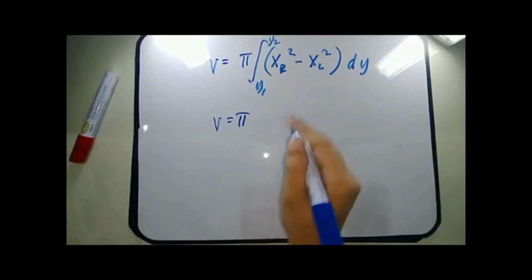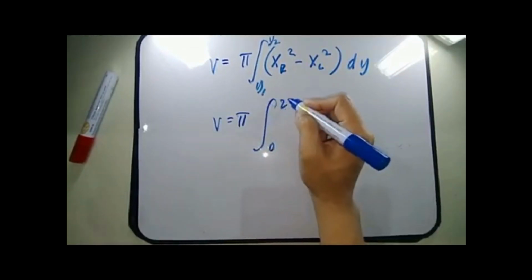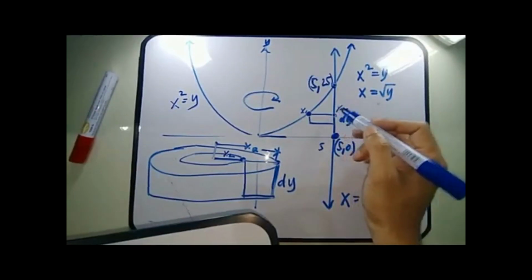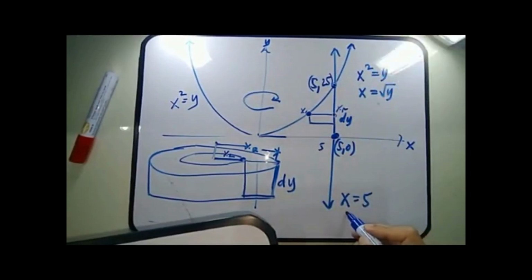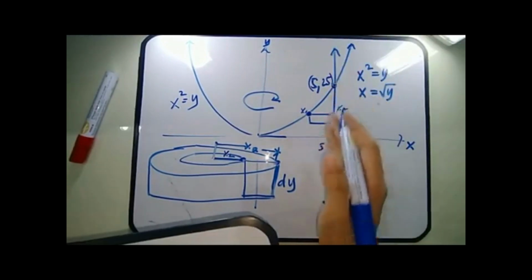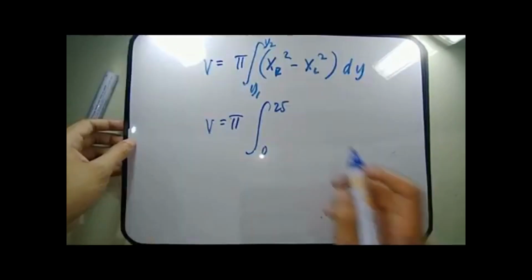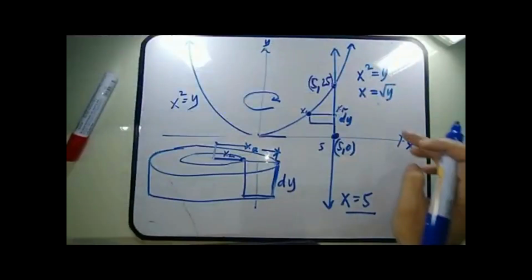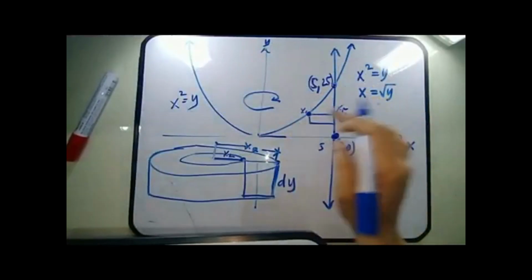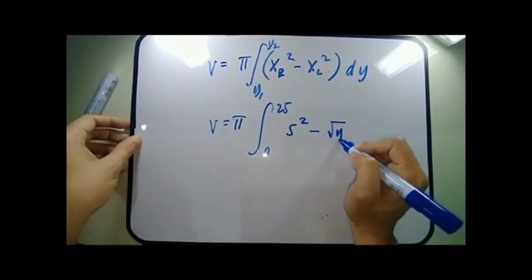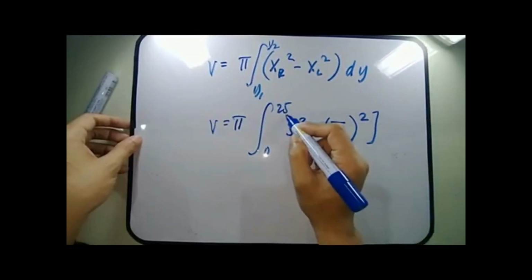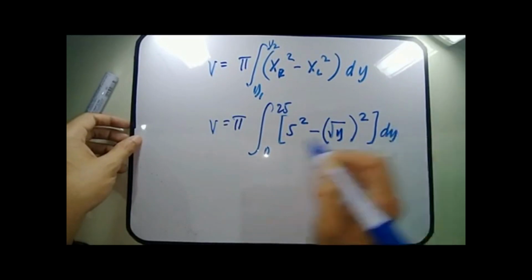So, volume equals pi integral of 0 to 25. So, x right natin guys is ito. So, x right will be x equals 5. So, tumama siya dun sa line x is equal to 5. So, this will be 5 squared. Minus yung x left. X left is the parabola. So, the square root of y. So, this is squared. You have here differential of y.